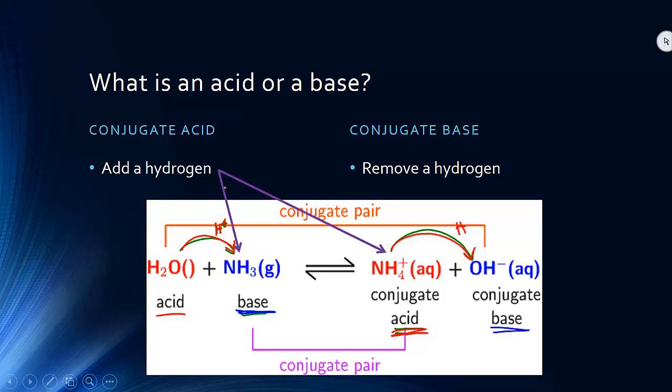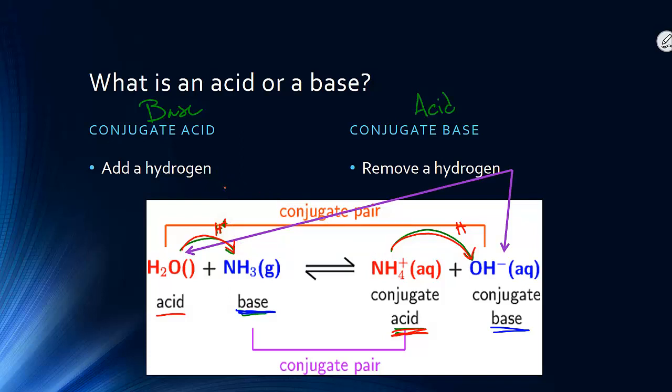So if you're ever asked what is the conjugate acid of something, simply add a hydrogen to it, because if it's a conjugate acid, that means it was a base in the forward reaction, so it must have picked up a hydrogen. If you're ever asked what is the conjugate base of something, that means it was an acid in the forward reaction, so remove a hydrogen from it.